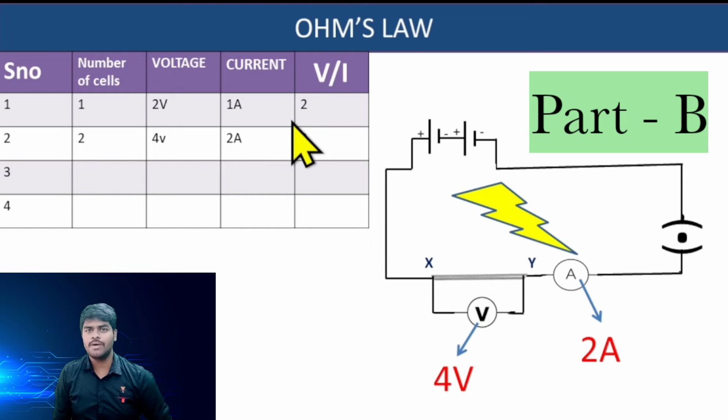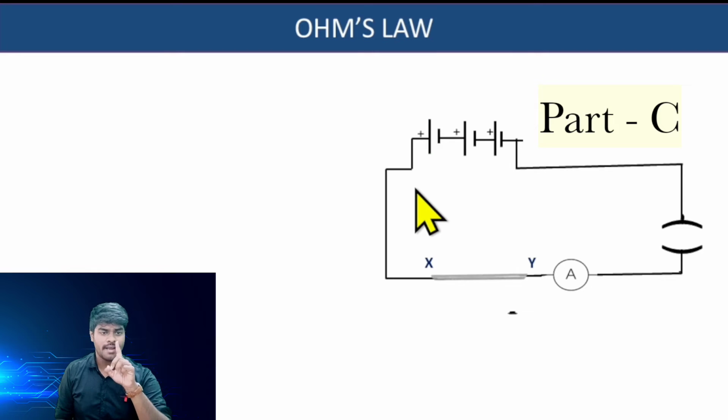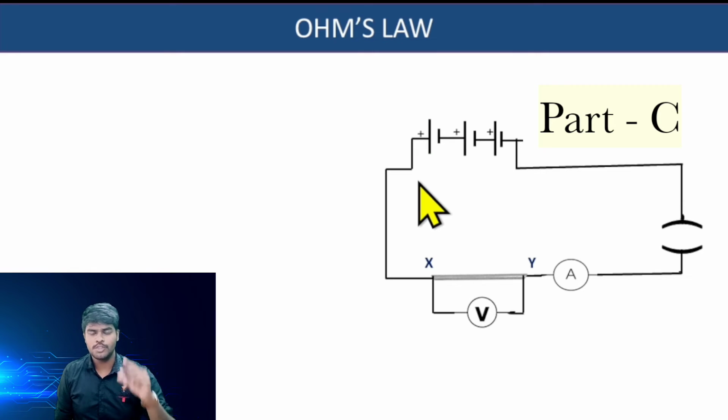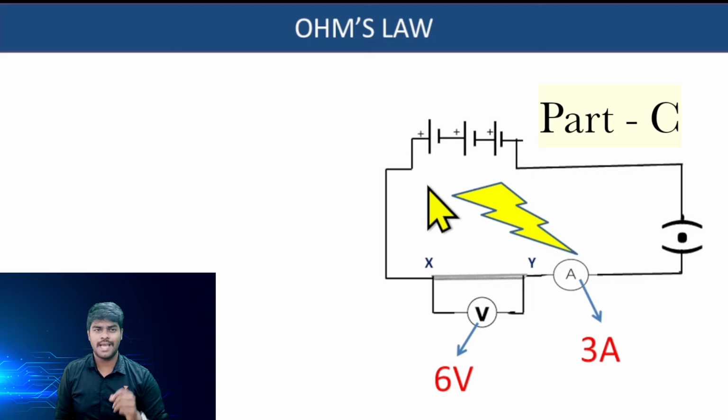Now it's time for part C. In part C, we have 3 cells. We connected 3 cells, nichrome wire, voltmeter, and switch on the current. The current is flowing in the circuit. Can you find out what the reading of the voltmeter and ammeter is? Just think, just put a guess on that. Voltmeter reading is 6 volt. Ammeter reading is 3 ampere.